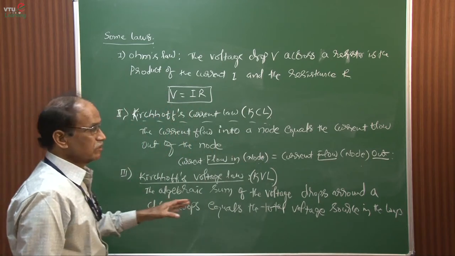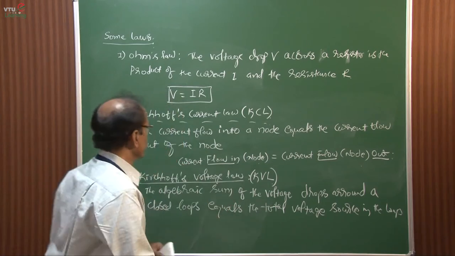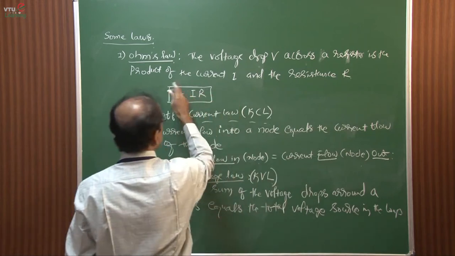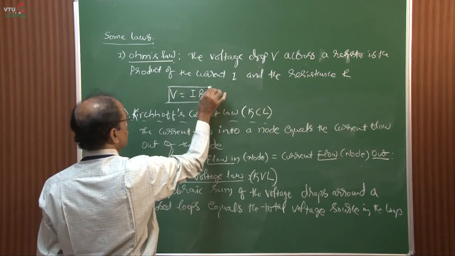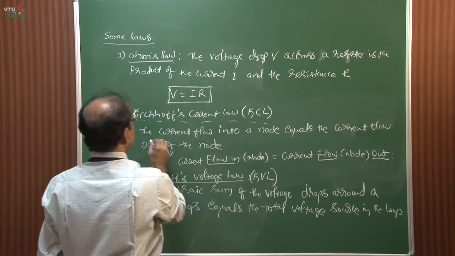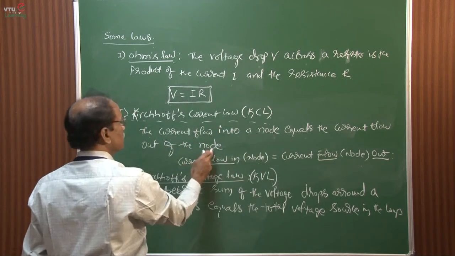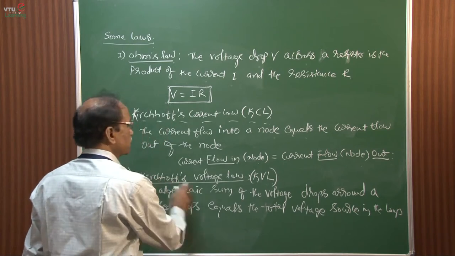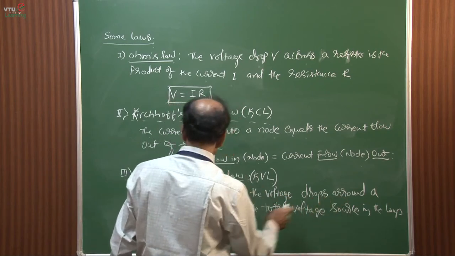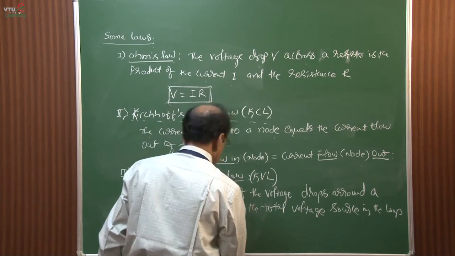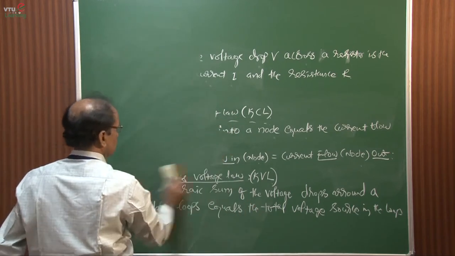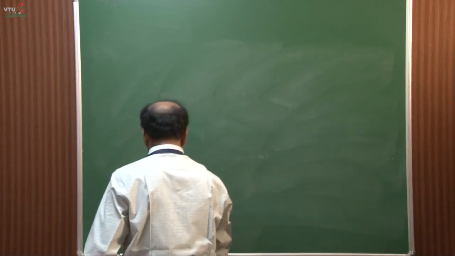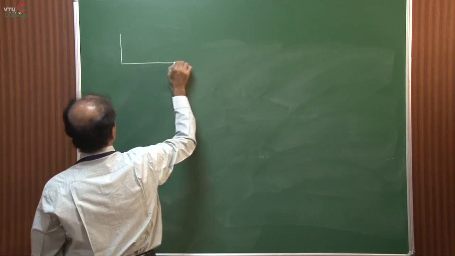These three laws you must remember before we study the network with respect to the flow of the current. I repeat, the first one, Ohm's law, that is the voltage drop V across a resistor is the product of the current I and the resistance R. That is V is equal to I into R. The next one, Kirchhoff's current law, the current flow into the node equals the current flow out of the node. This represents equation of continuity, otherwise conservation law. Then Kirchhoff voltage law, the algebraic sum of the voltage drops around closed loops equals the total voltage source in the loop. So, using these three, we will write the matrix which represents the example taken, that is 5 edges and 4 nodes, then the incidence matrix which we are going to write. So, I will write it back again, the same circuit.